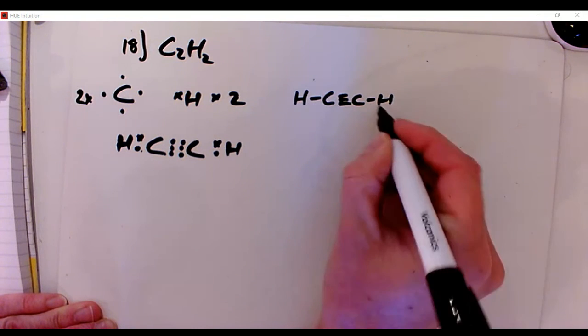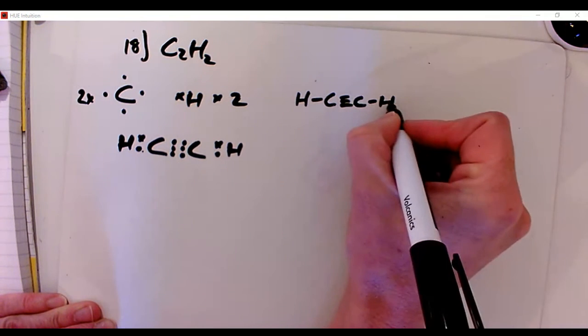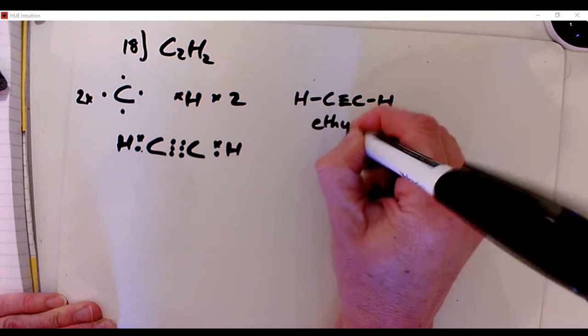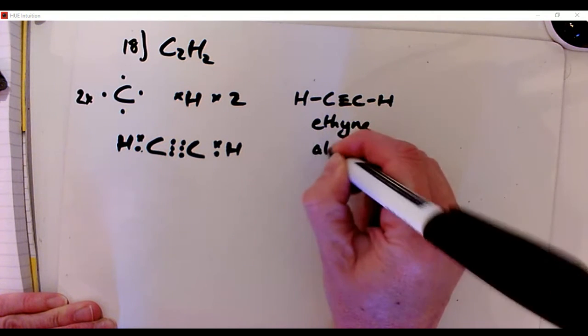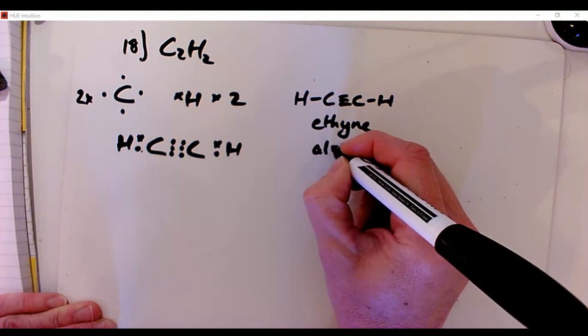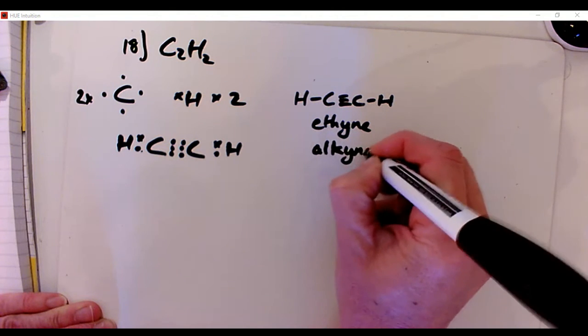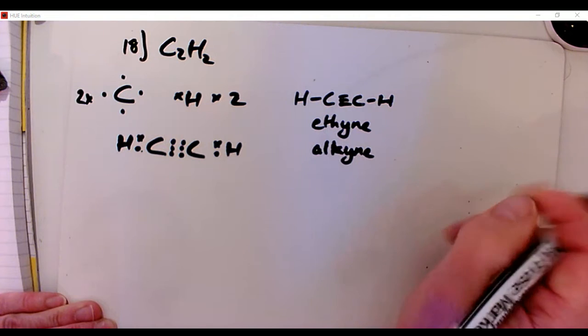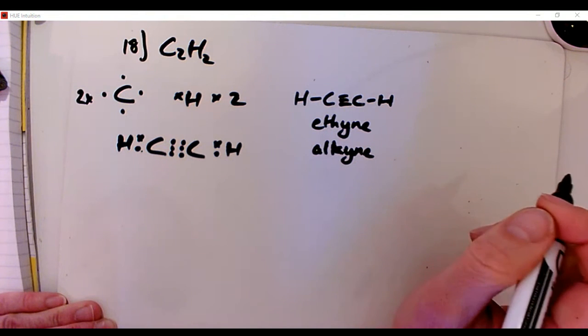Oh, this is beautiful, and we don't actually study it, but they do throw it on the A-level paper. This is called ethyne. It's a homologous series called the alkynes. So if you remember anything from GCSE, I'm sure you remember it very well.